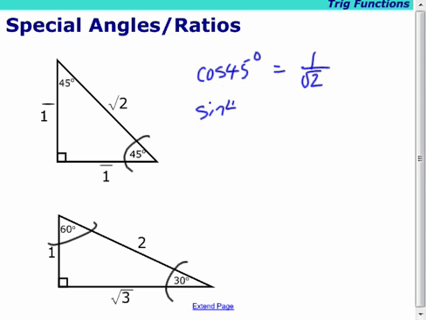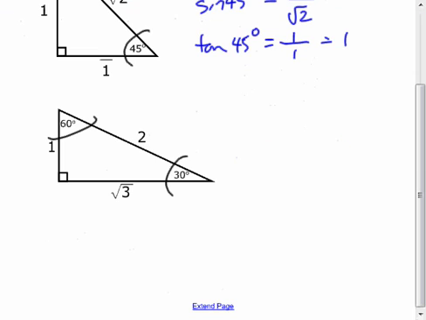If I look for the sine ratio of 45 degrees, the sine is opposite, which is 1 over root 2. It's the same. And since it's a 45-degree angle, these sides better be the same, so the ratio should be the same too. And finally, the tangent ratio of 45 degrees will be the opposite side over the adjacent side, or 1 over 1, or just 1.